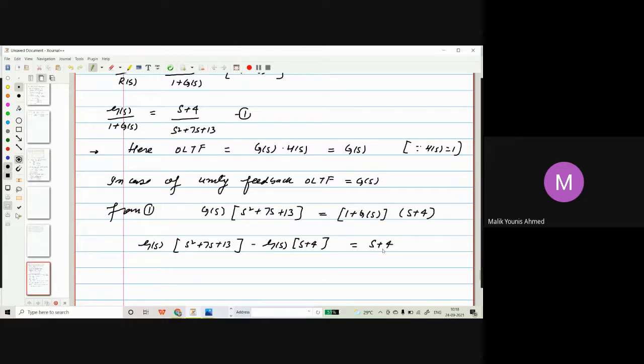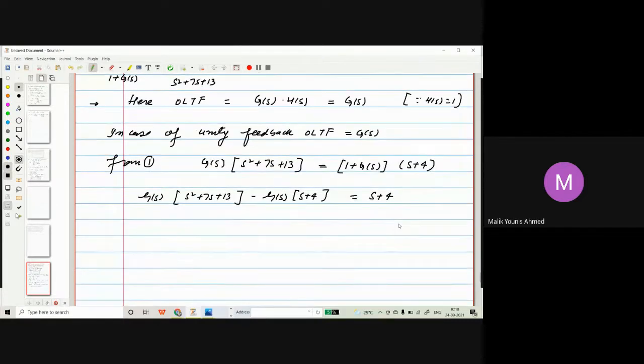Without G of S, I'm going to write on the right hand side. So I can take G of S common: G of S times S square plus 7S plus 13 minus S minus 4 will be equal to S plus 4. S square, 7S minus S is 6S, 13 minus 4 is 9. So we can write G of S directly equal to S plus 4 divided by S square plus 6S plus 9. Okay, so G of S we have got.